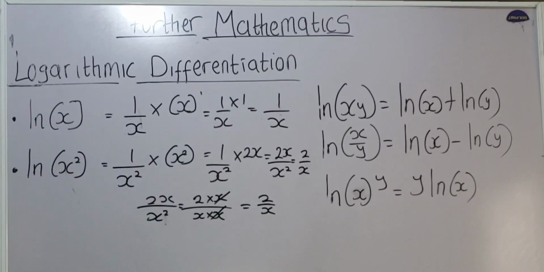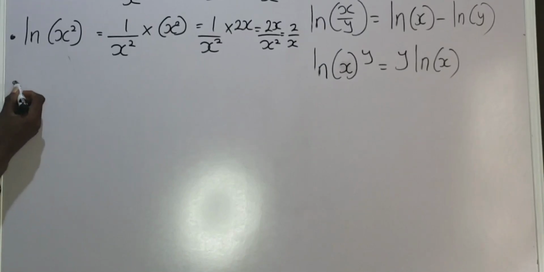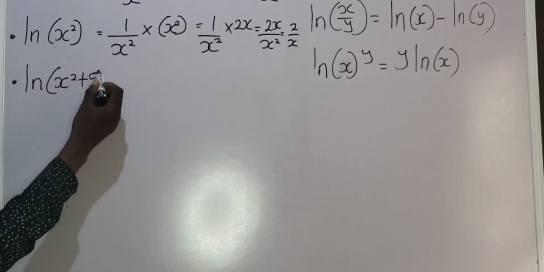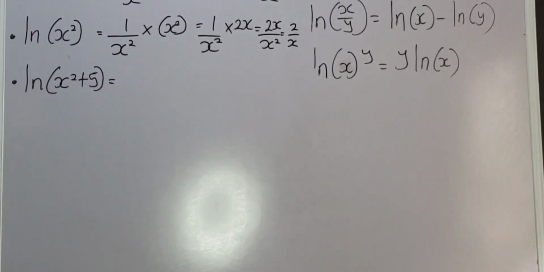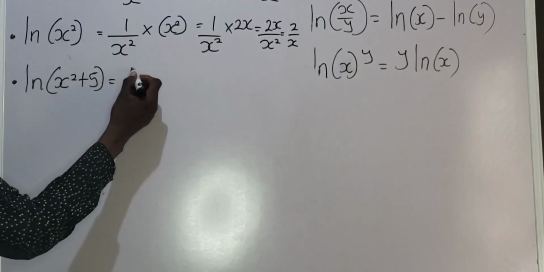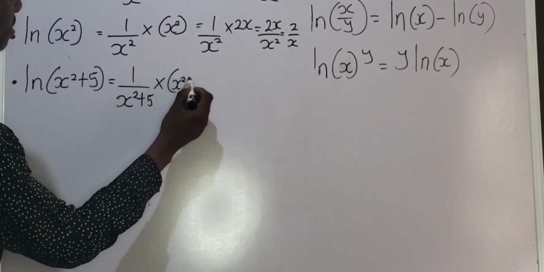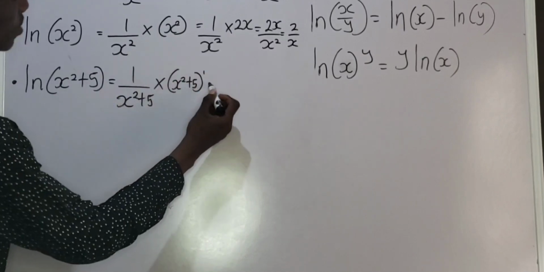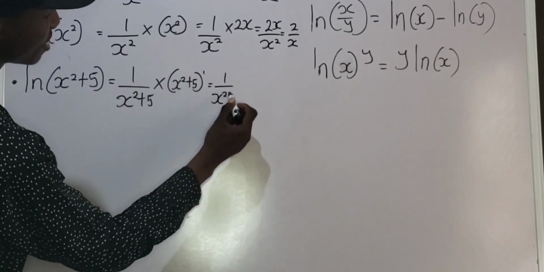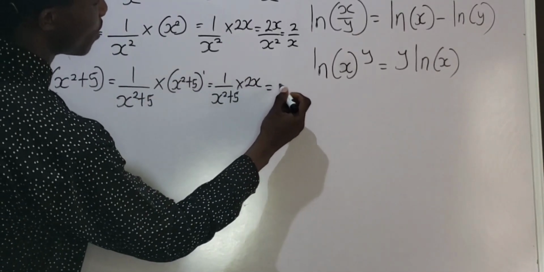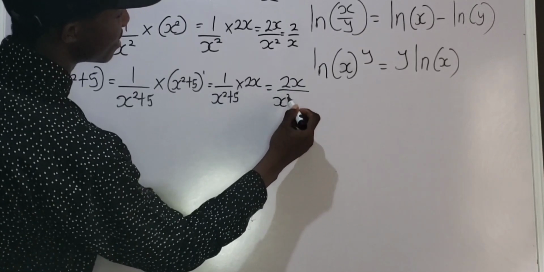Now let us proceed to a more complex one. Find the derivative of ln of x squared plus 5. We are still going to follow the same approach. The first step is that we are going to take the inverse of the function in the front of the natural log sign. So we are going to take the inverse of this function, that is 1 over x squared plus 5, multiplied by the derivative of x squared plus 5. Just put the derivative sign. So I'm going to have 1 over x squared plus 5, multiplied by, if you differentiate x squared plus 5, that is 2x. So I'm left with 2x over x squared plus 5.